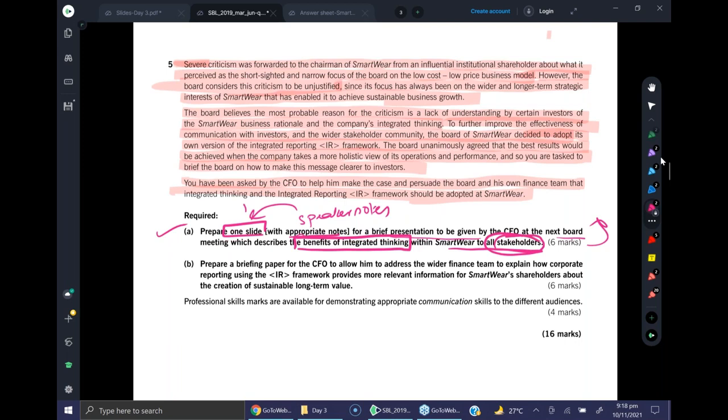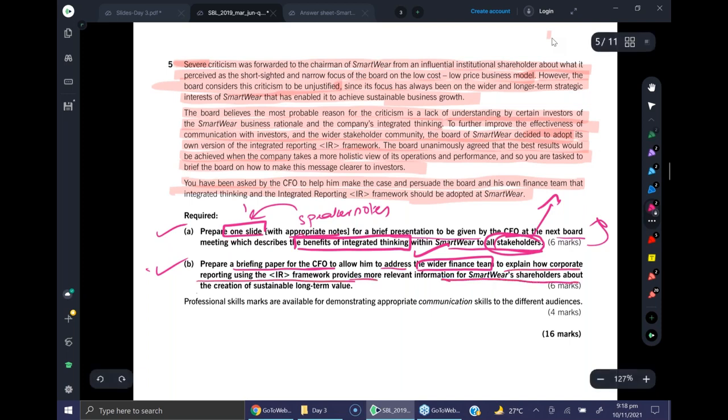So to answer this question well, you need to have a proper understanding of what integrated reporting is. The second requirement is to prepare a briefing paper for the CFO to allow him to address the wider finance team. Now the audience has changed from stakeholders to the finance team. So now the CFO is addressing his own team, which are finance people, to explain how corporate reporting using the IR framework provides more relevant information for SmartWare shareholders about the creation of sustainable long-term value. Normally when we tell shareholders that we are creating value for them, that mostly means the value of the company, the capital the company has, right? So here, how would we be able to tell finance team members how we are creating value for shareholders?